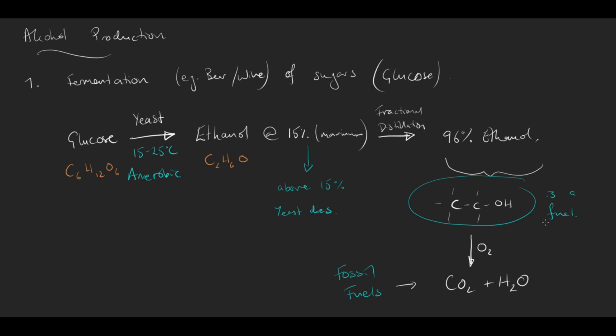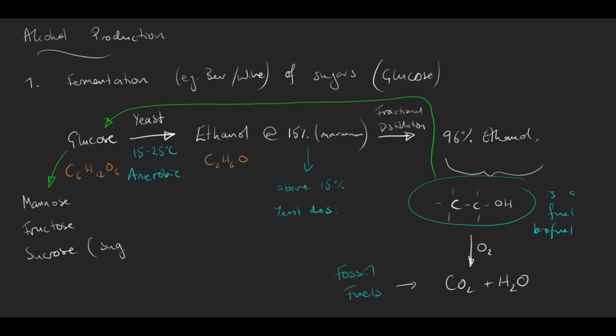And if we do that, it's called a biofuel. And it's called a biofuel because of where it's come from. So if we trace this back, we can remember that this ethanol originally came from glucose. And if we go even further back, we can say that that glucose could have come from, for example, mannose, which is another complex sugar, or fructose, which is the sugar from fruits, or sucrose, which you get if you grow sugarcane or sugar beet.